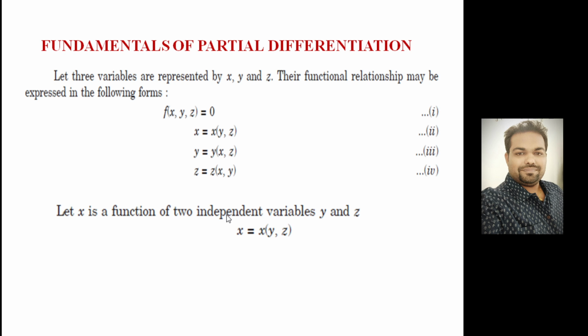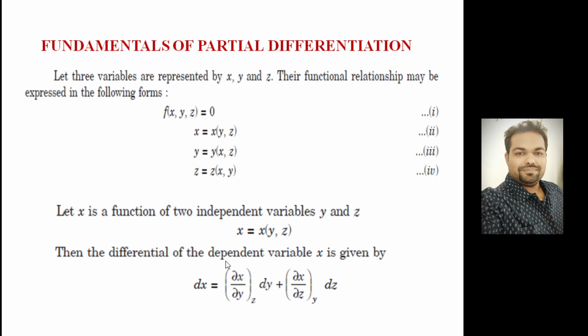Let x be a function of two independent variables y and z. Based on that, x depends on them, so we can write the differential equation for the dependent variable x. dx is equal to ∂x/∂y keeping z constant times dy, plus ∂x/∂z keeping y constant times dz. So the infinitesimal change in x can be given as (∂x/∂y) at constant z times dy, and (∂x/∂z) at constant y times dz.